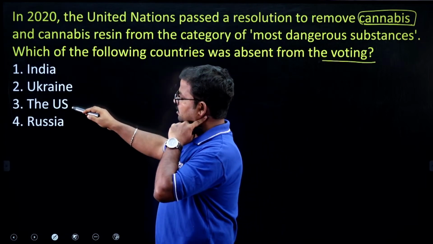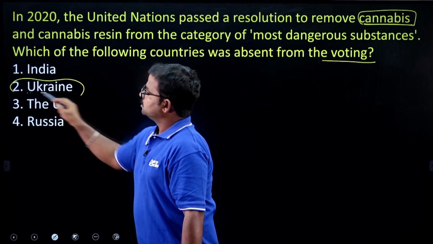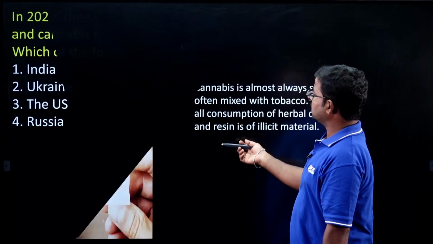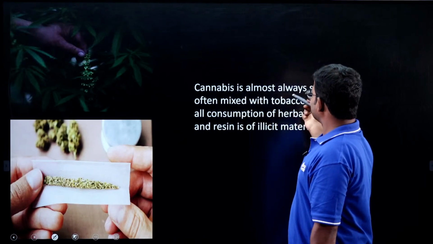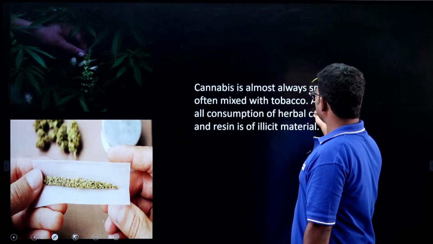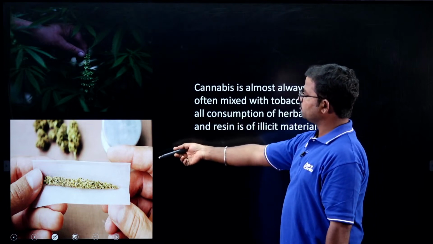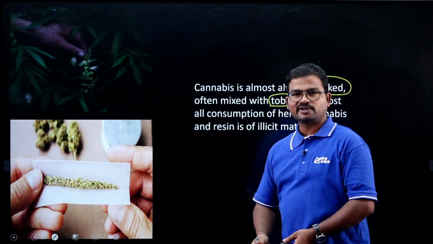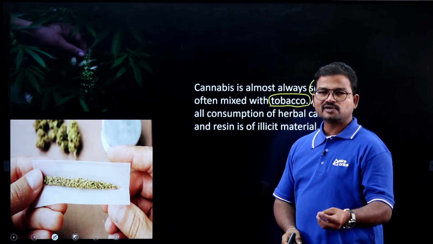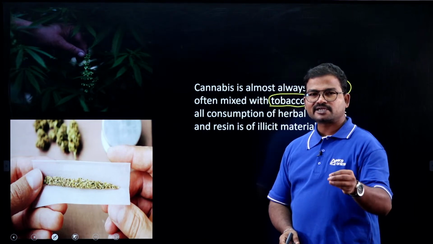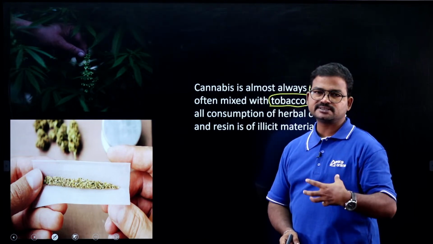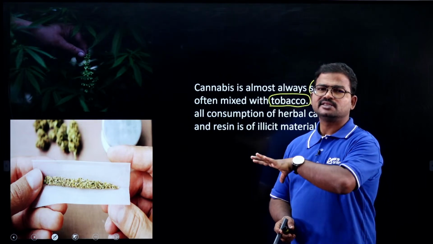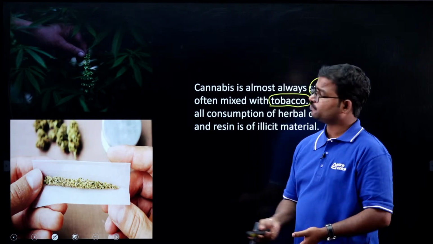India, Ukraine, US, Russia. So Ukraine did not attend that voting. Cannabis is mostly used for smoking, and it is always mixed with some tobacco derivative. Consumption of these derivatives is also dangerous to health because they emit particulate matter, which impacts the lungs. So most countries have completely prohibited these derivatives, even in India.